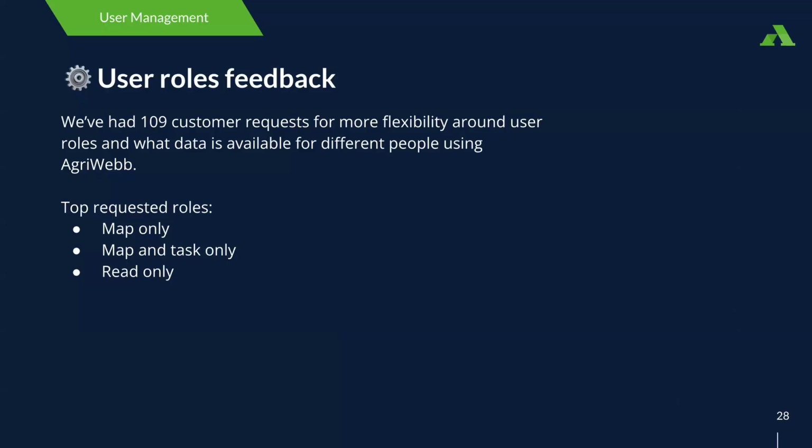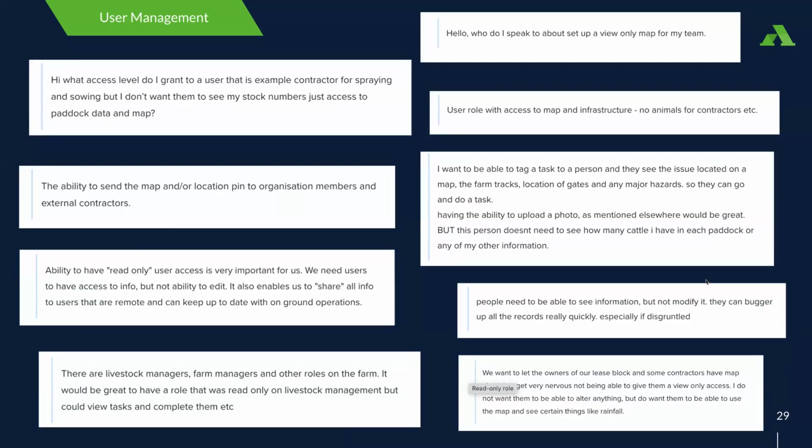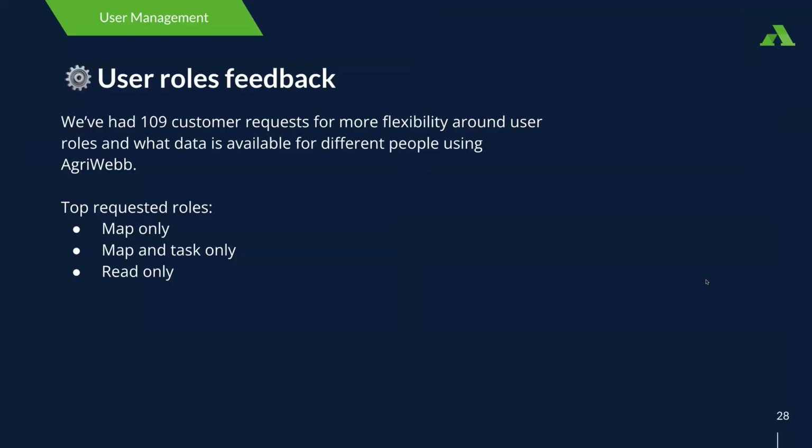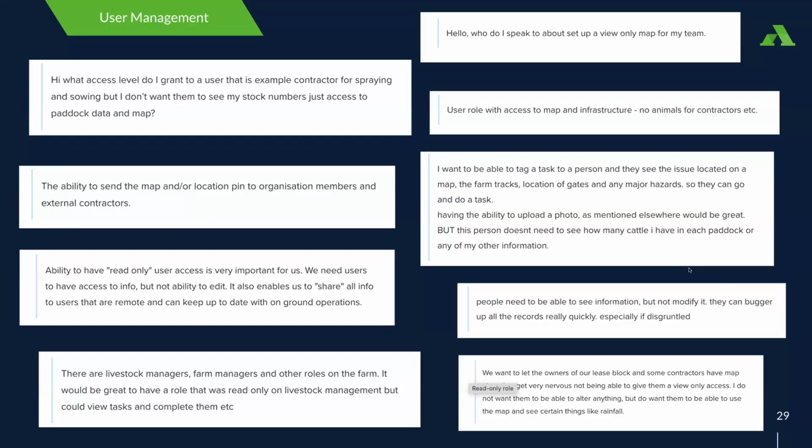So recently we were chatting to a lot of different customers about the work that Jess was doing on photos on tasks, and this was coming up a fair bit as well. So the key top requests are for more restrictions, so map only, map and task only, and read only. And you can see on this next slide, lots of different comments. This is only a couple out of the 109, but lots of different feedback that we get from customers.